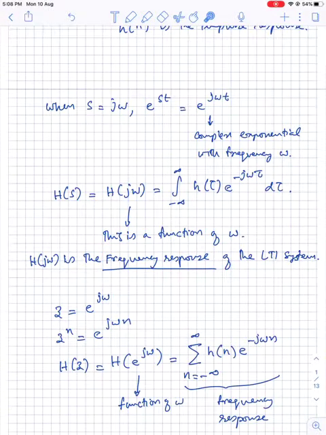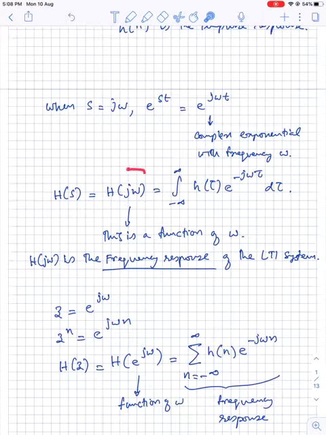Later when you study the Fourier transform, you will realize that the frequency response is nothing but the Fourier transform of the impulse response. That we will come to later. But essentially you apply the same thing here. You just replace your s with j omega, and your h of s formula becomes h of j omega, and this is a function of omega.